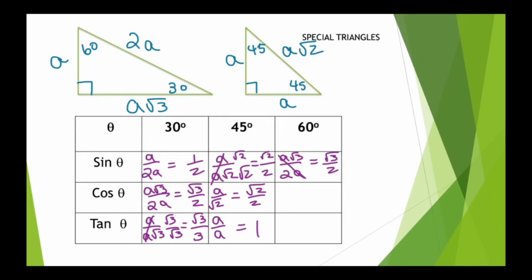Let's do the cosine. The cosine of the 60 is the adjacent over the hypotenuse, which was A over 2A, which reduces to just 1/2, the same as we got right here. And last, the tangent of the 60. The tangent will be the opposite over the adjacent, which is A square root 3 over A, which is just square root 3. I am suggesting that your chart has these values.